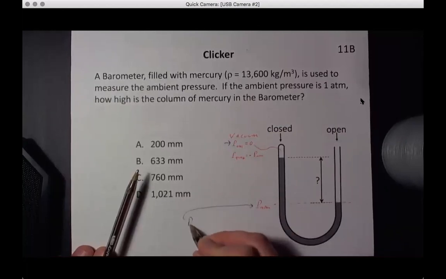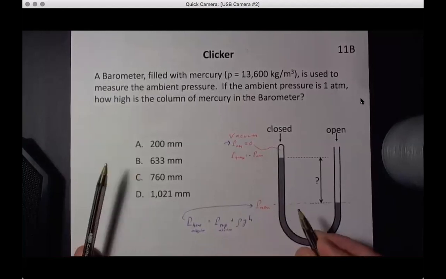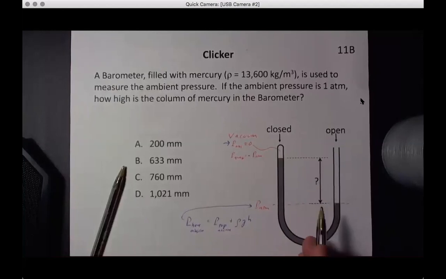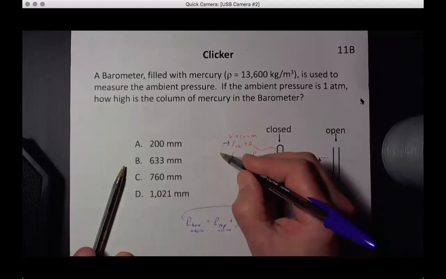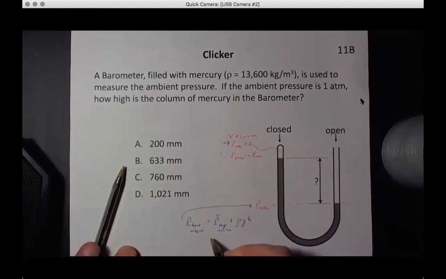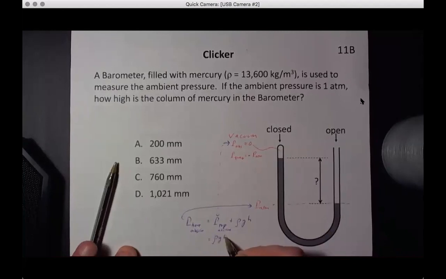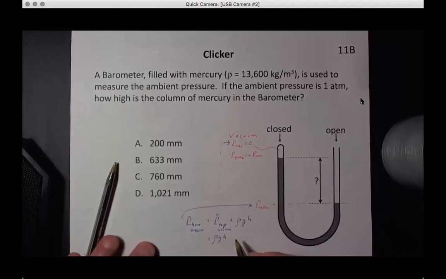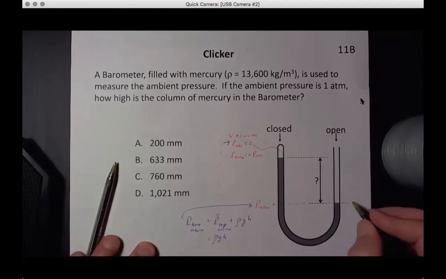And so P here, the absolute, is equal to P at the top plus, on the absolute scale, plus rho g h, and P at the top was equal to 0. And so this is simply rho g h. And this is, by the way, the same height, same pressure principle again.